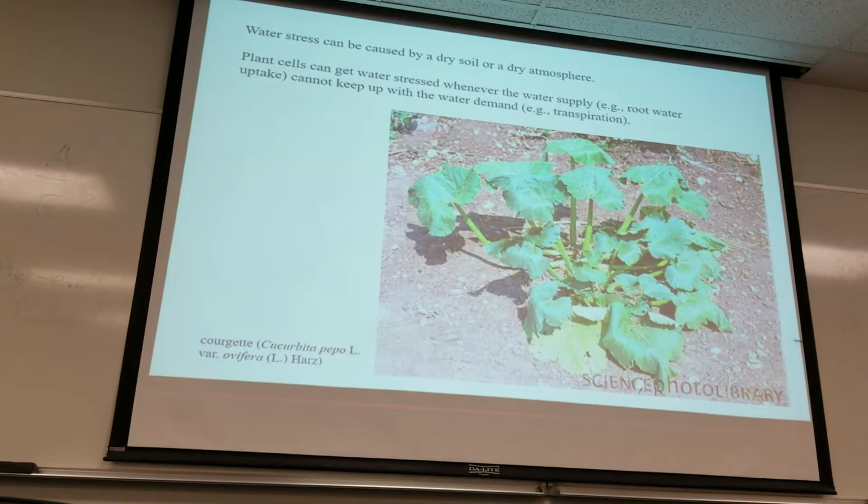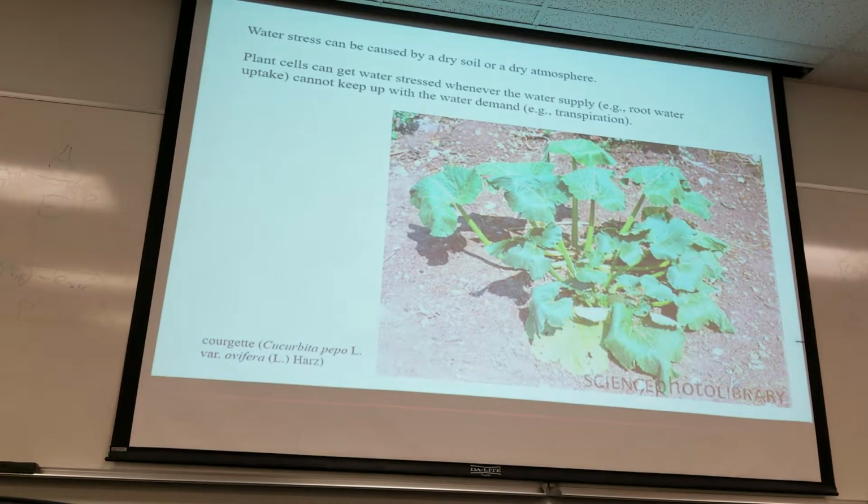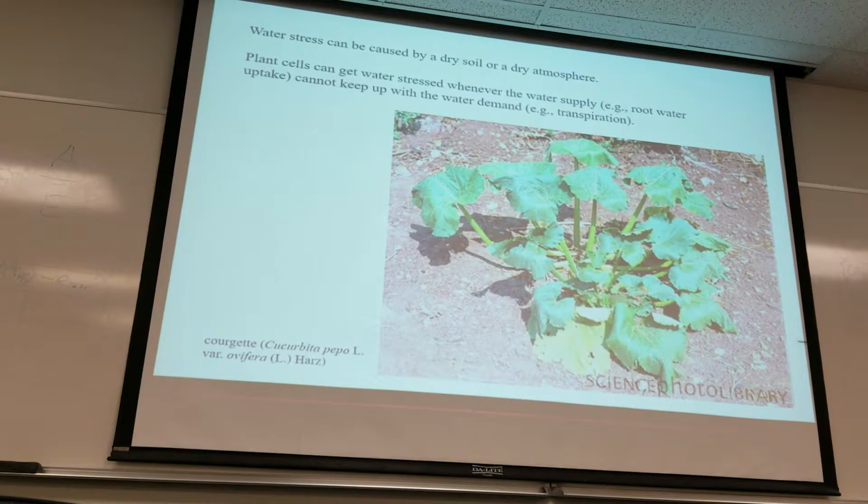How does that work? What overrides that light signal that would normally open the stomata? What does this plant know that I'm losing water, I better not open the stomata, or if they're open, I better close them? What is that?